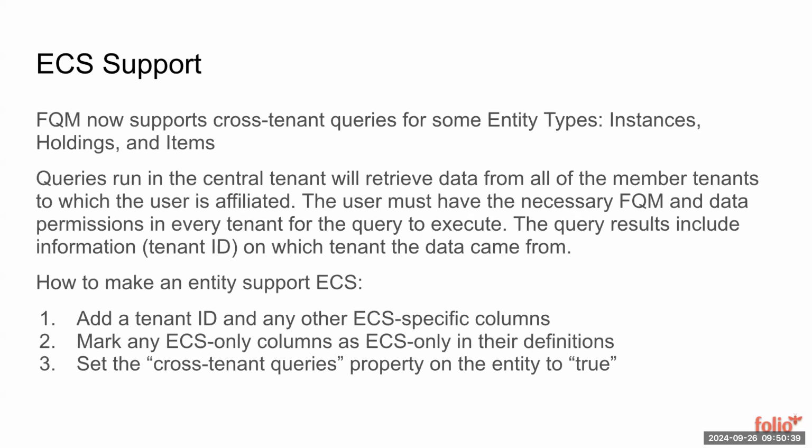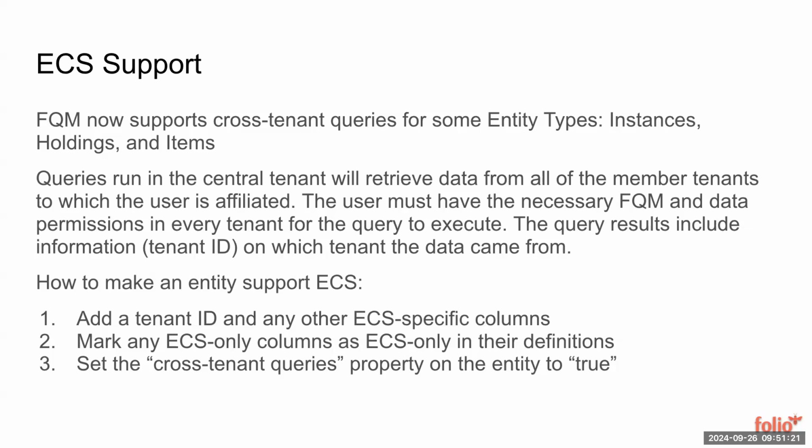So ECS support has been introduced. We've got a minimal but sufficient introduction of that right now. So we support cross-tenant queries now for certain entity types, especially the ones in inventory. So it's instances, holdings, and items. The queries themselves can run in the central tenant and will pull data in from any of the member tenants to which the person running the query has affiliation. So in ECS, you have controlled access to different tenants based on your affiliation. If you are a user that has access to 3 tenants, it will pull from 3 tenants. If you're the other user that only has access to 2, you will pull from 2 tenants as part of your top level queries from FQM.